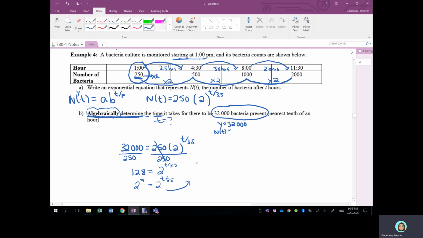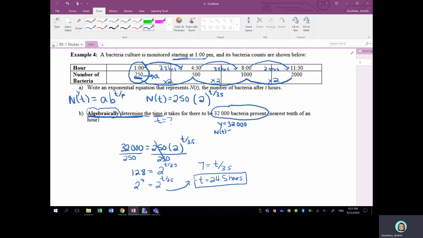Since we have that, that means we can equate the exponents. So 7 is equal to t over 3.5. To isolate t, I'm going to multiply both sides by 3.5, and we should get t is equal to 24.5 to the nearest tenth. T in this case is in hours, so we'll make sure we write our unit. Our answer is 24.5 hours it will take for there to be 32,000 bacteria.